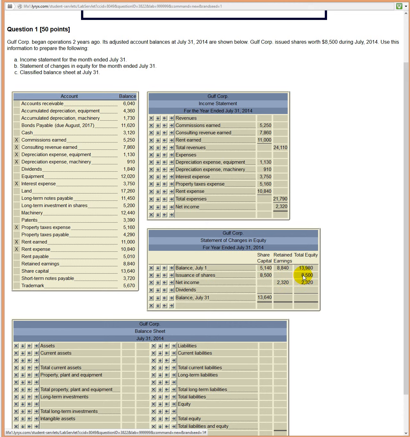Drag the 8,500. And the dividends, we have that number as well. It's 1840. Of course, we need to make that into a negative number. And then let's do a little math. And we can add up the column.